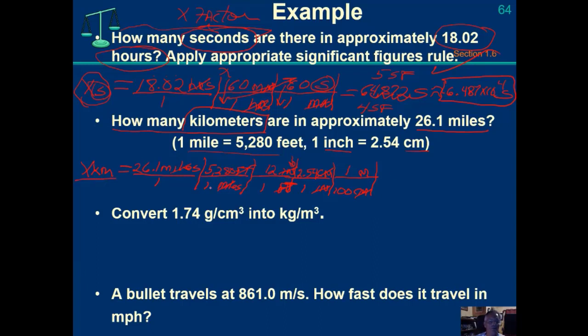And now since kilometers is my X factor, I can go directly from meters to kilometers. And now all I have to do is remember that kilometers is 1,000 meters, so that's the larger unit. It gets the 1, and there are 1,000 meters in 1 kilometer. When I multiply and divide across, meters cancels.